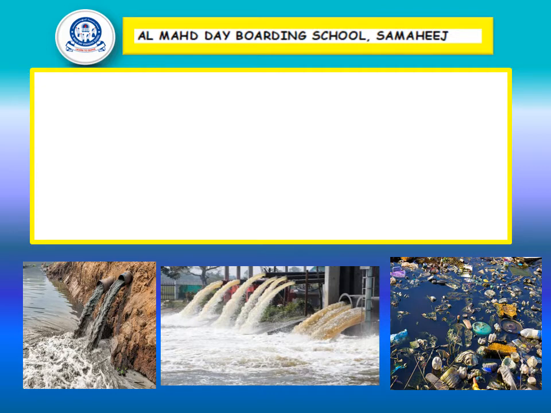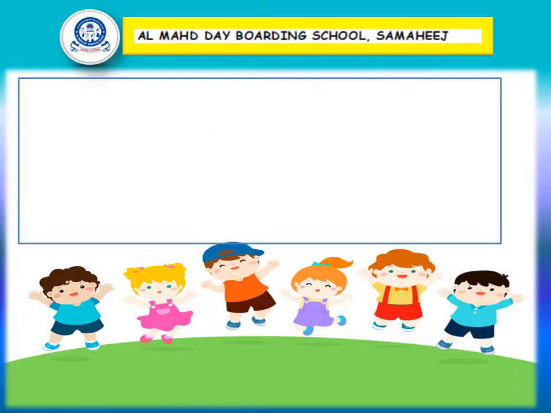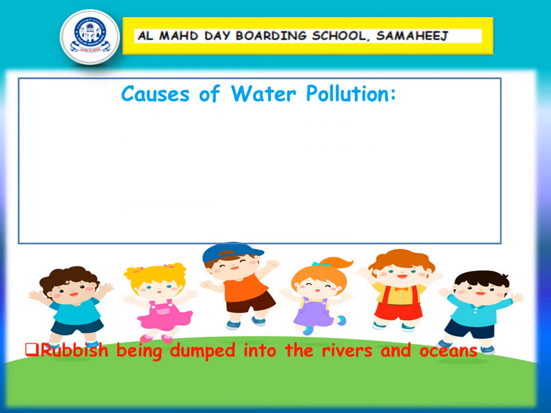Water pollution is one of the biggest threats to the environment today. Water pollution is the contamination of water bodies as a result of human activities. Water bodies include lakes, rivers, oceans, and groundwater. What are the causes of water pollution?